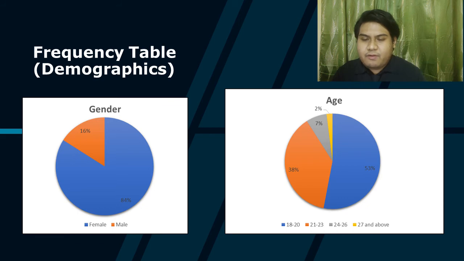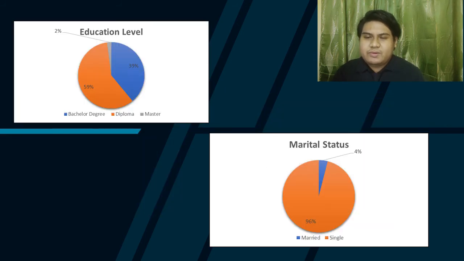About 84% of the respondents are female, meanwhile the other 16% are male. The age ranges from 18 to 27 and above, and the majority of the respondents are aged 18 to 20. Next, we go to the education level. Most of the respondents are diploma students, about 59% of them. Next, the marital status, where the majority of the respondents were single.